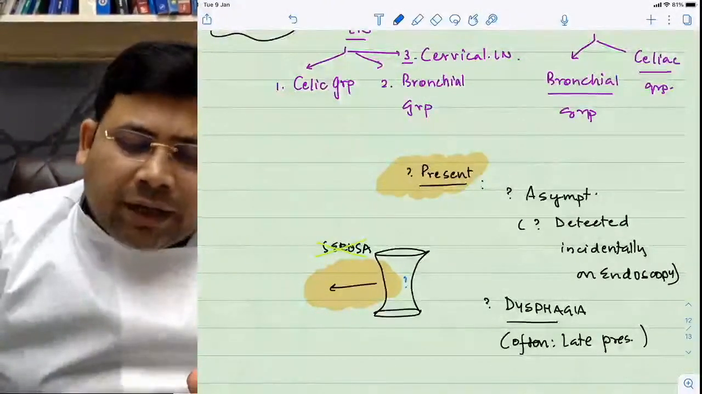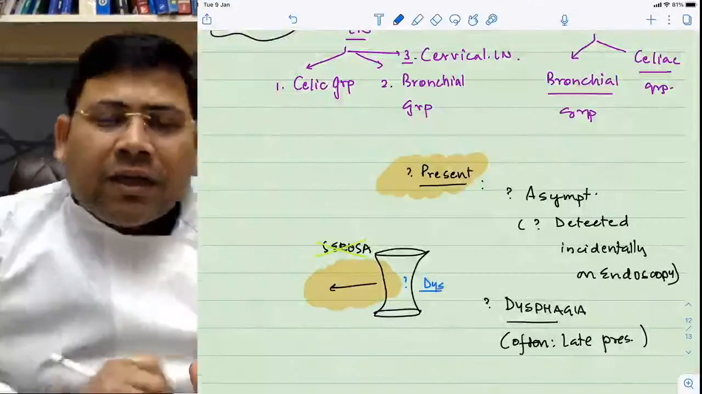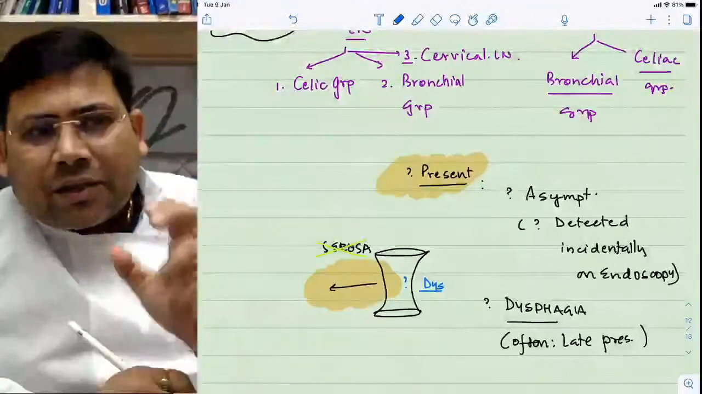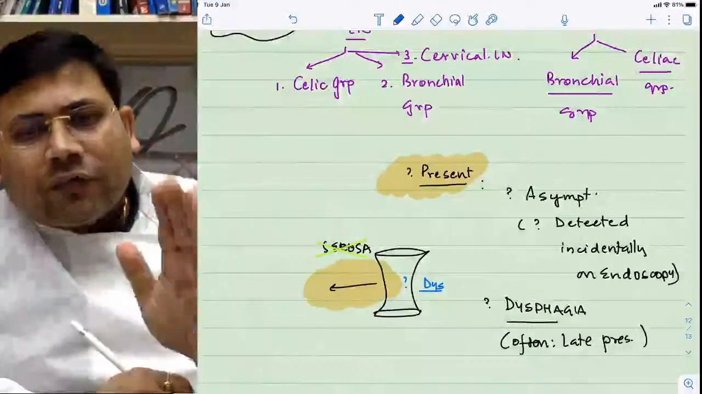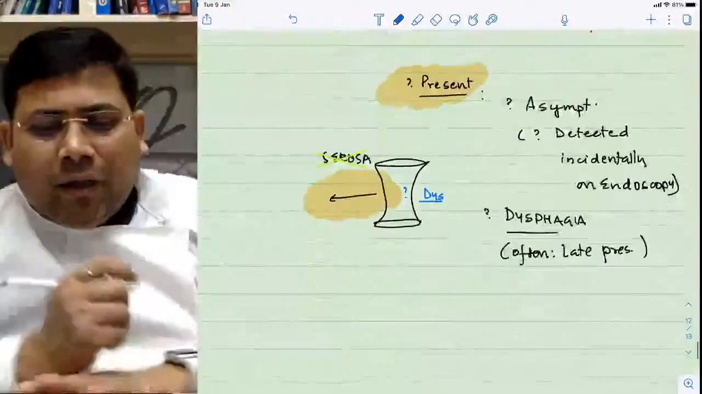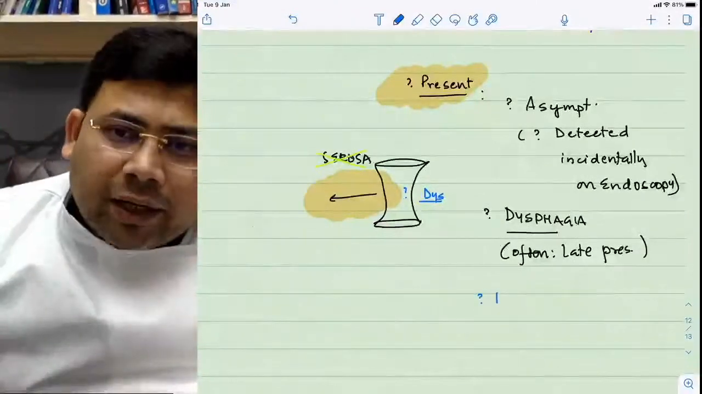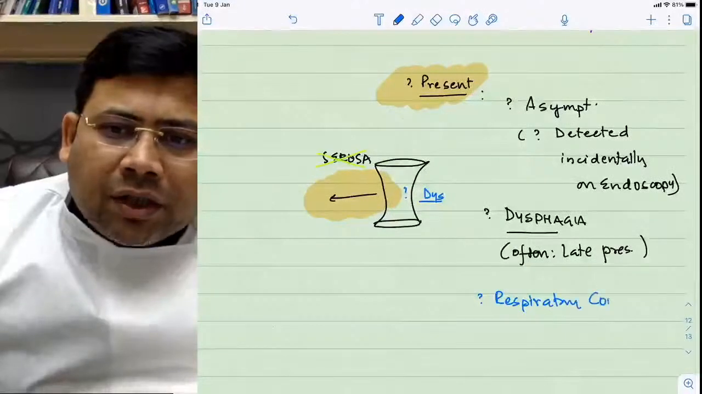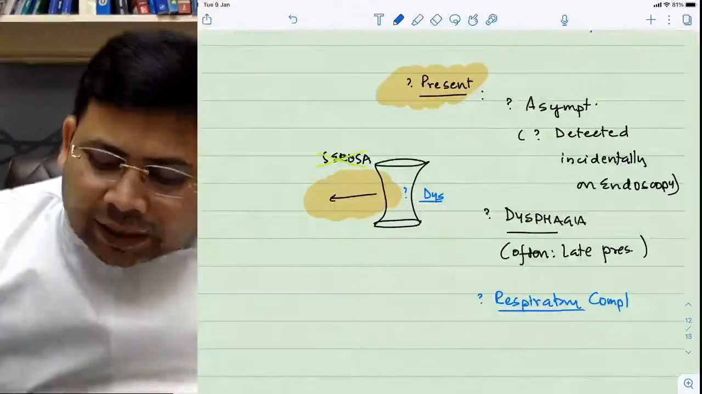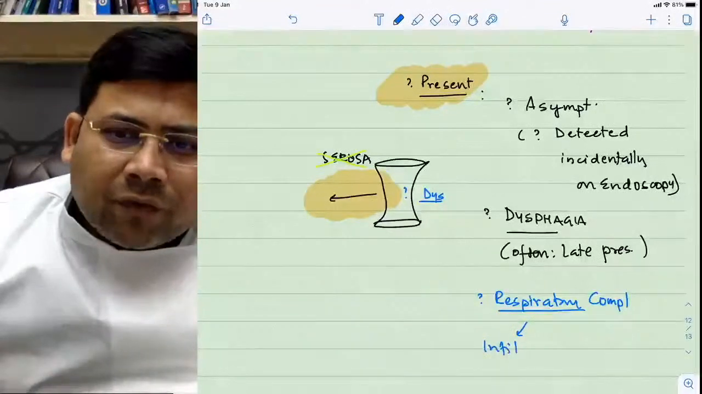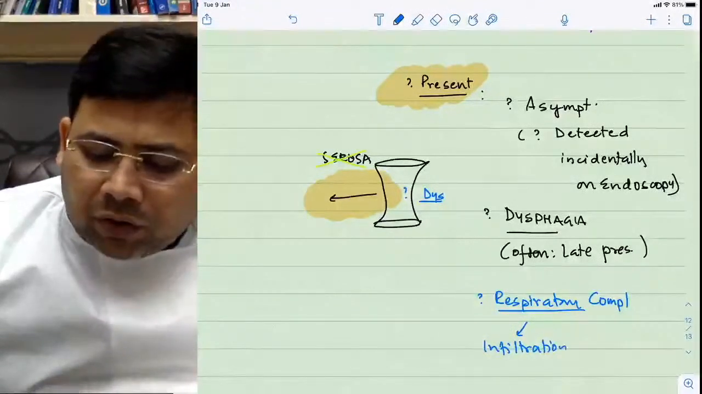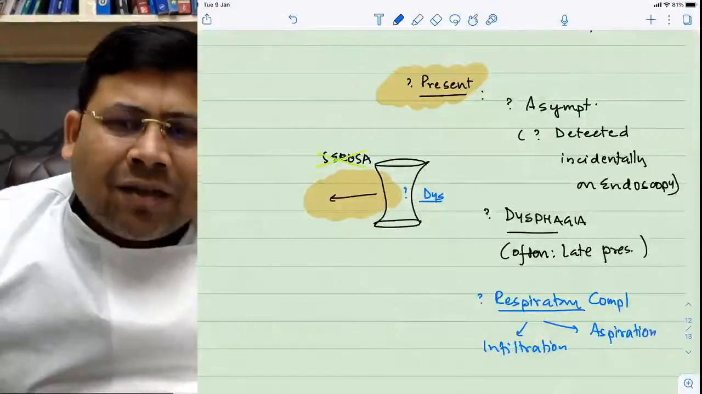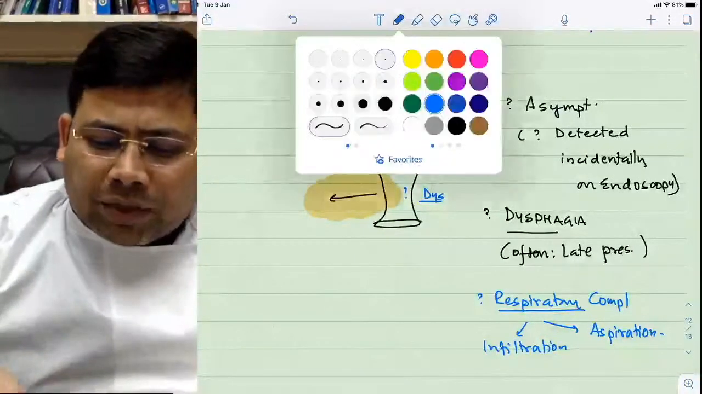So try to understand, dysphagia is often seen late in the stage. Had serosa been present, you would have seen dysphagia as an early presentation. Along with that, you might see some respiratory complications, because of two or three things. First is infiltration, and then aspiration. So these are the classical ways the patient presents.